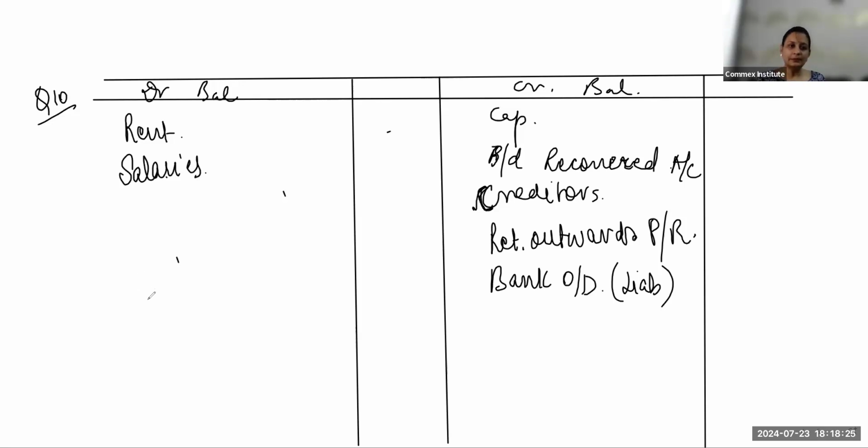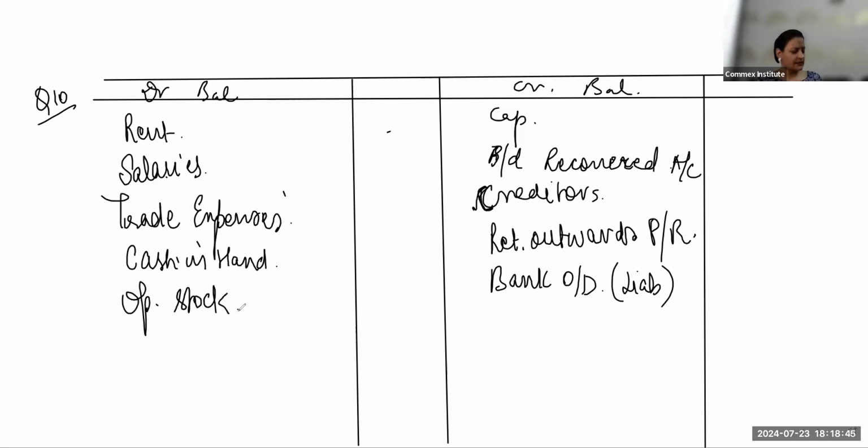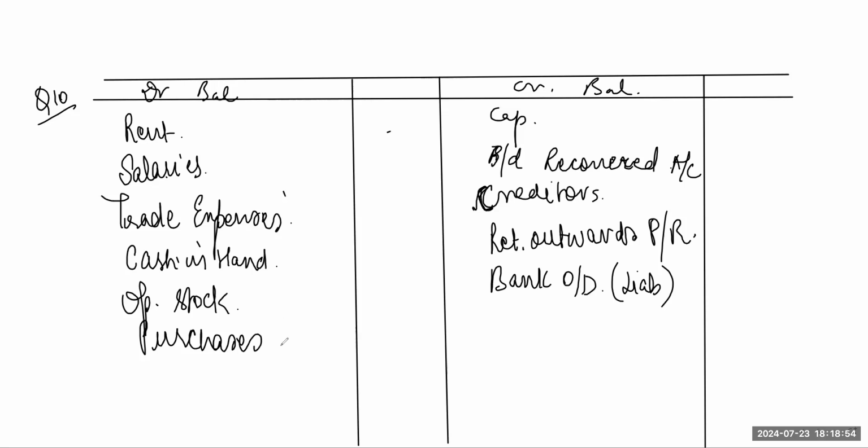Trade expenses. Also on the debit side. Trade expenses are, of course, by the name only, you can see it is expenses. So they'll be on the debit side only. Cash in hand. Debit side. Yes, it is an asset. Opening stock will be debit side. It is an asset. And purchases will also be in the debit side. Debit side. Why? Because it is an expense.